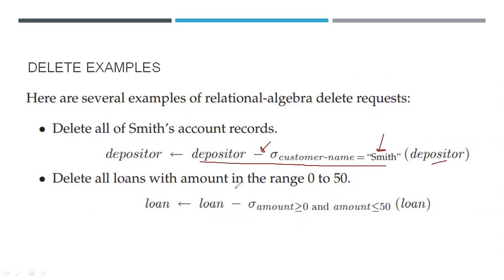Delete all loans with amount in the range 0 to 50 is the second example. So the loan table will be updated after deleting the loans in the range 0 to 50. So how to write that? loan minus all the loans whose amount is between 0 and 50 from the table loan will be deleted, and the remaining records will be as they are and will be given to the loan. In this way, the records are deleted from the table.